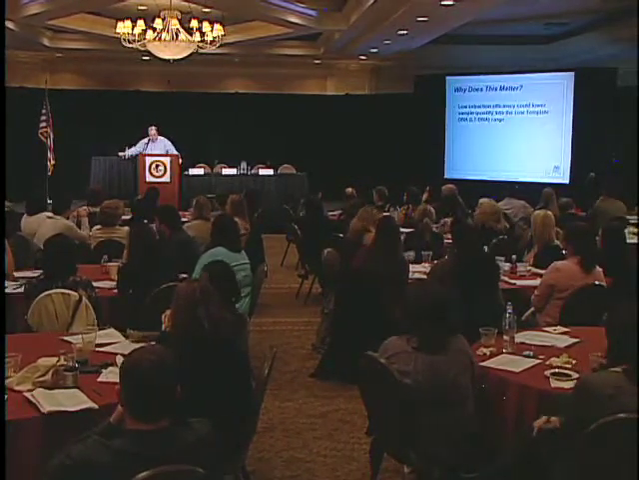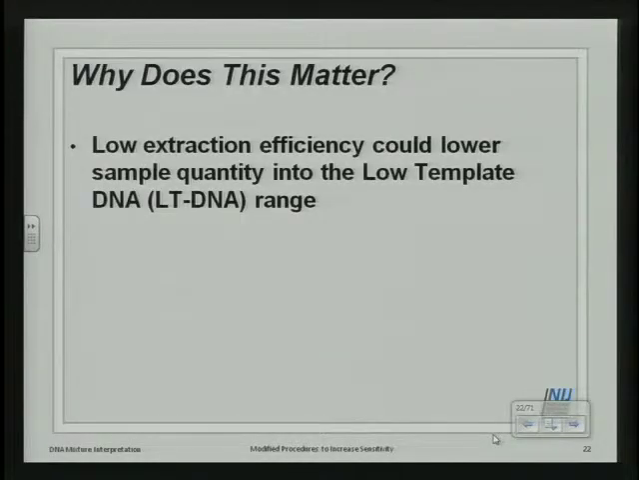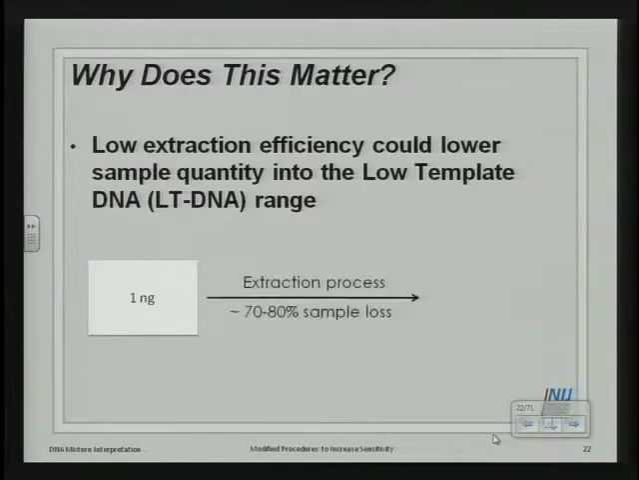So why does this matter? Well, because of the low extraction efficiency, you could actually lower the sample quantity that you have and push yourself into the low template range. So if you have 1 nanogram of DNA that you're trying to collect, and after extraction you've lost 70 to 80% of it, now you're at 200 to 300 picograms of DNA, and that may be enough. But if you have less than 1 nanogram, and you're down now into, say, 50 picograms to 100 picograms, then there's quite a bit of DNA that you've left behind. And now you're into the low template DNA range.